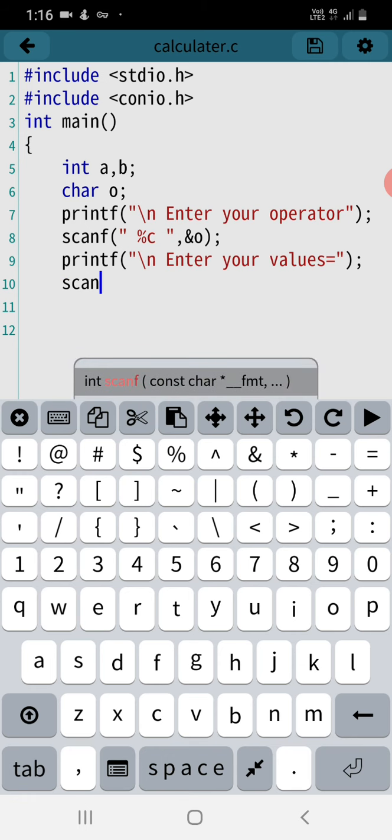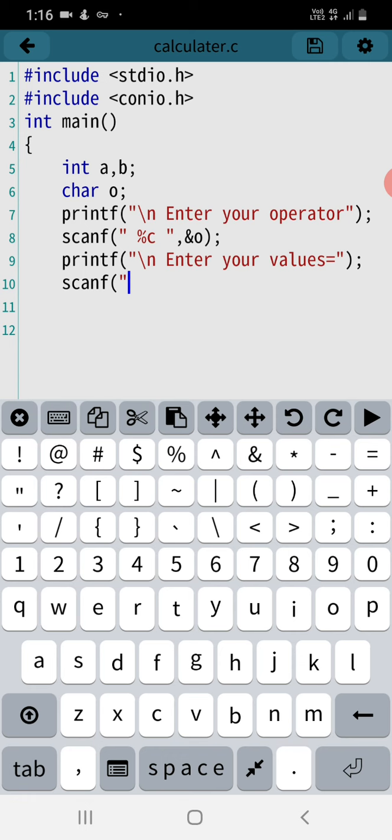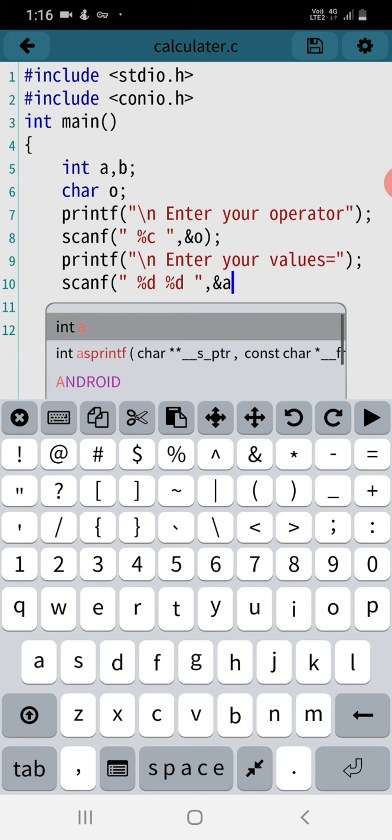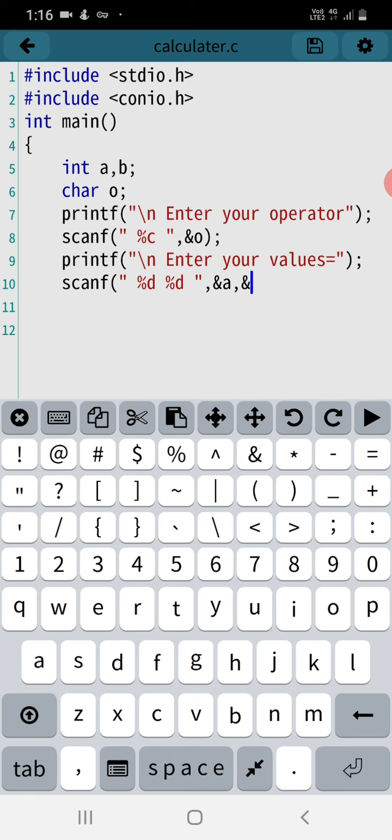Scanf, to read those two values. We use scanf here, with %d for the integer, and again %d, two values now, so %d %d, comma. The first one will be stored in the value a, and the next value will be stored in b, so &a and &b.